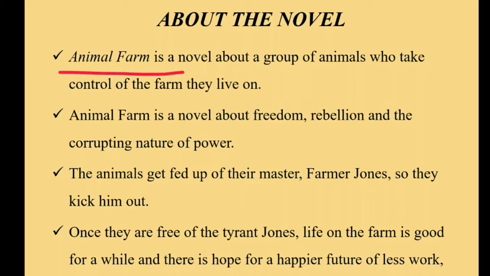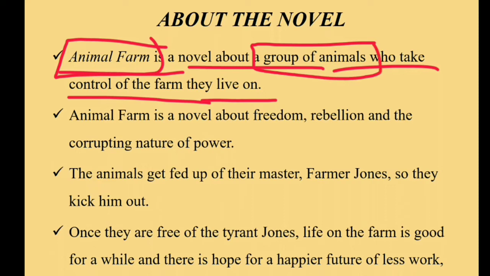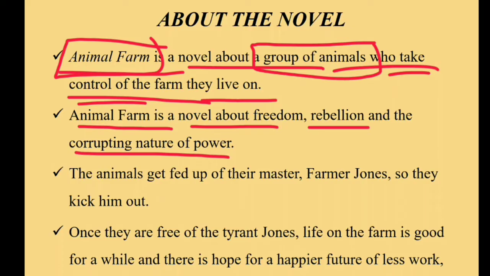Animal Farm is a novel about a group of animals who take control of the farm they live on. Here in Animal Farm, which is the topic of our novel, we find a group of animals. They were being governed by a human being. Later on, they take control of this farm. Animal Farm is a novel about freedom, rebellion and corrupting nature of power.